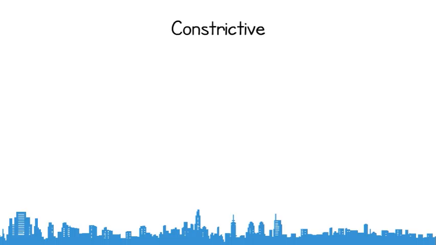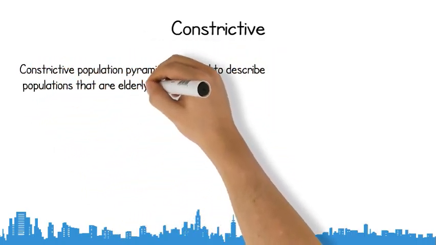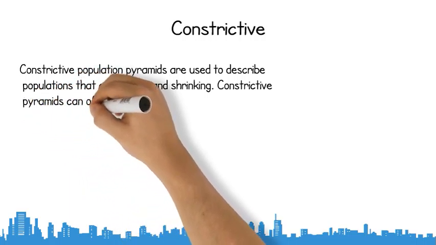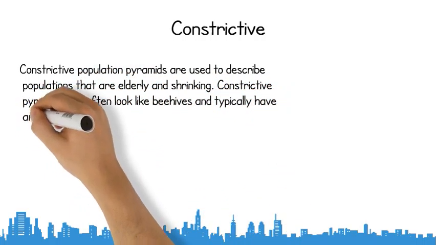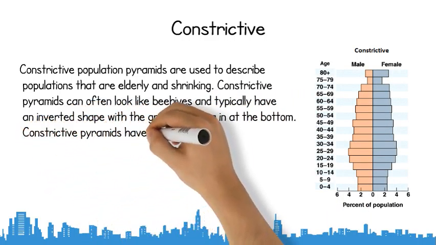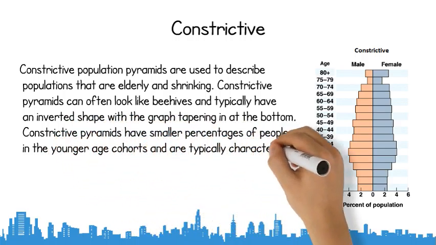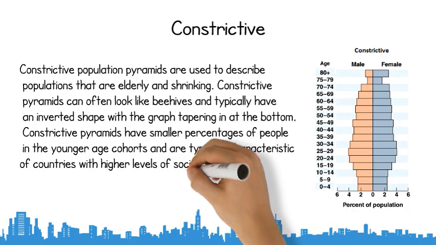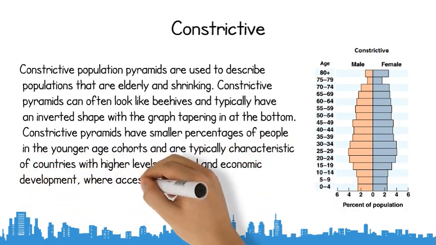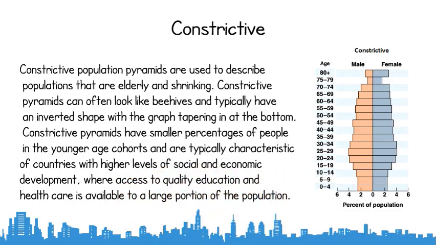Constructive. Constructive population pyramids are used to describe populations that are elderly and shrinking. Constructive pyramids can often look like beehives and typically have an inverted shape, with the graph tapering in at the bottom. Constructive pyramids have smaller percentages of people in the younger cohorts and are typically characteristic of countries that are high in social and economic development, with access to quality education and healthcare for a larger portion of the population.